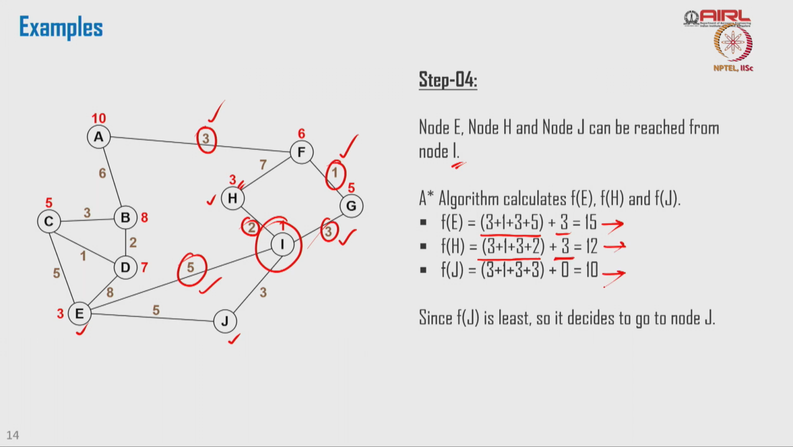Since it is a goal node, the total effort to reach it from this particular node is 0 only. So, we have 0, and then we get that f of J is the least. So, the algorithm will decide that next go to node J. So, that becomes the path, fine.